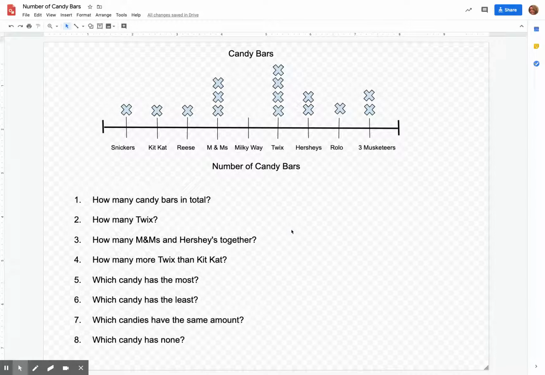How many candy bars in total? Well, we've talked about that in total before. What does in total mean? Yes, in total is how many all of them add up to be. So let's count how many we have. 1, 2, 3, 4, 5, 6, 7, 8, 9, 10, 11, 12, 13, 14, 15. So we're going to put 15 right here.